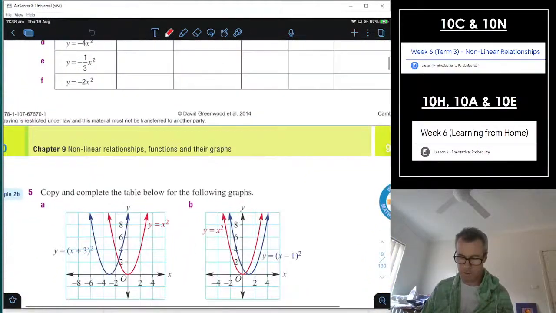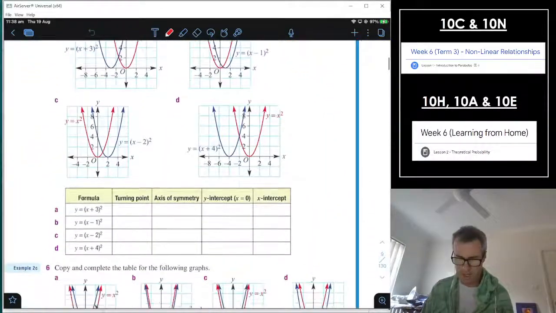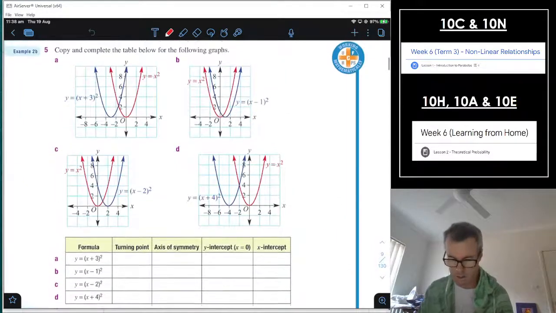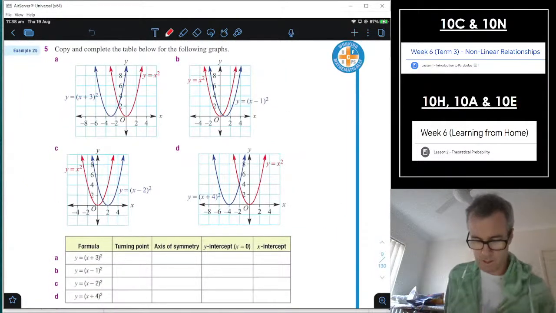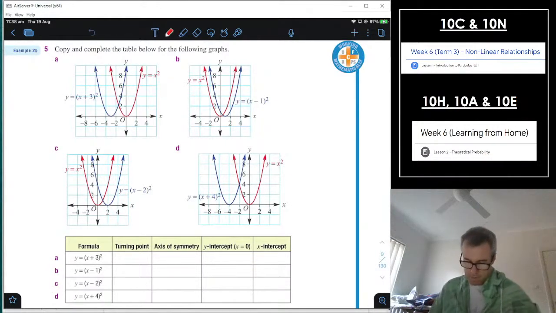Hopefully that clears some of that stuff up. But yeah, I can understand why you would be freaked out by these questions, because they're hard to deconstruct. Even I'm struggling to deconstruct them. Copy and complete the table for the following graphs.